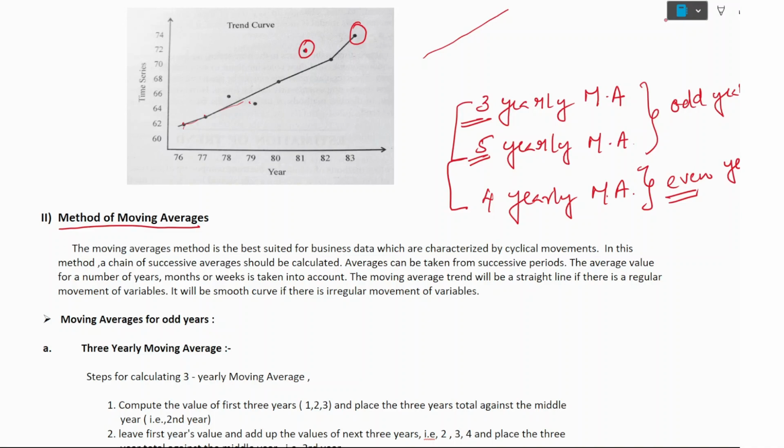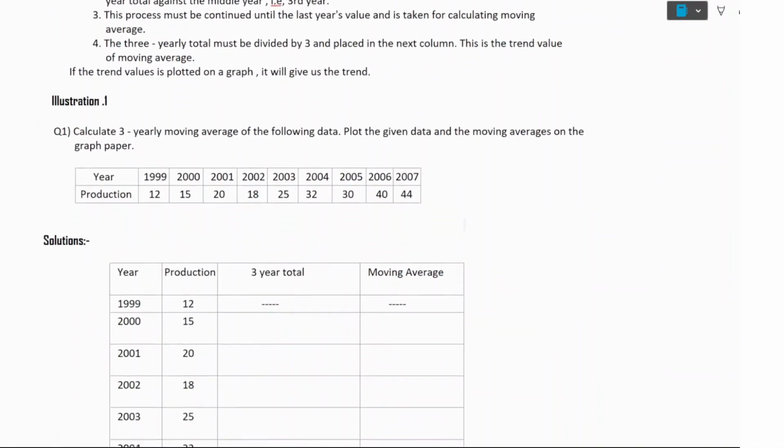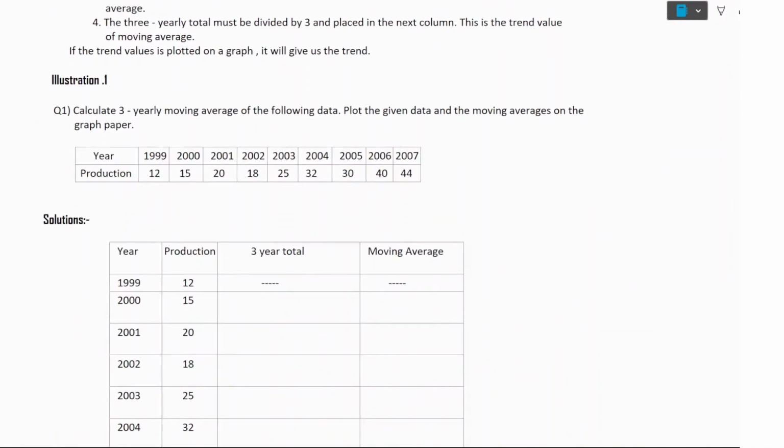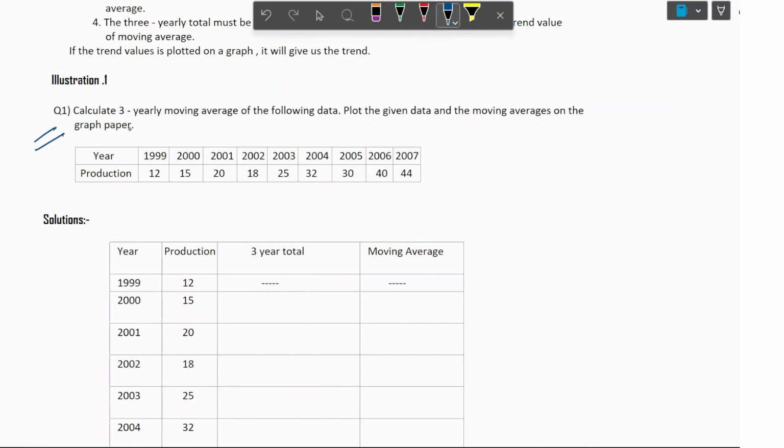First I'll show you how to calculate this 3-yearly moving average of the following data. Now see, consider an example. Here I'm considering the example: Calculate the 3-yearly moving average of the following data. Plot the given data and the moving averages on the graph paper, the same way we did for the freehand method. Once it is a pictorial representation, it is easier to analyze the data. For the first part, you are going to calculate the 3-yearly moving average of the following data.